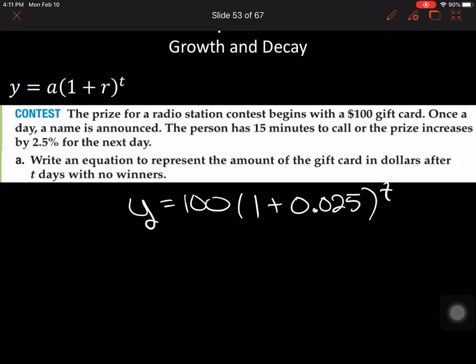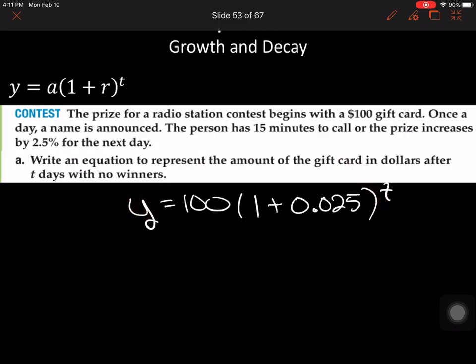We identified our original amount. We identified our rate. And then the time we don't know yet, right? Because after t days, so we don't know our time yet. And we don't know our final amount yet. Okay, so this is the equation that represents the final amount of the gift card after 10 days.